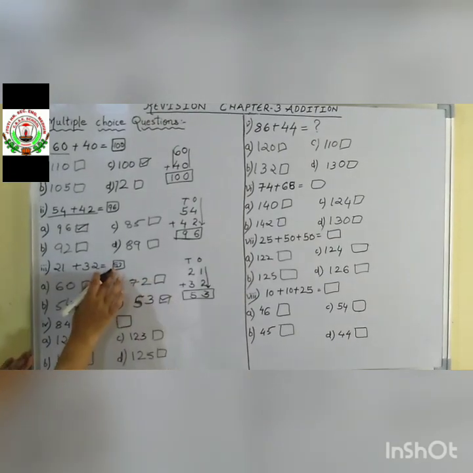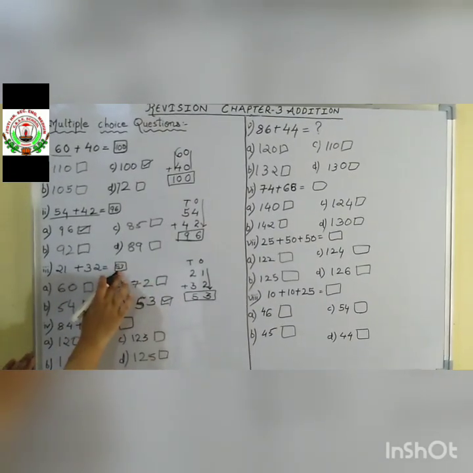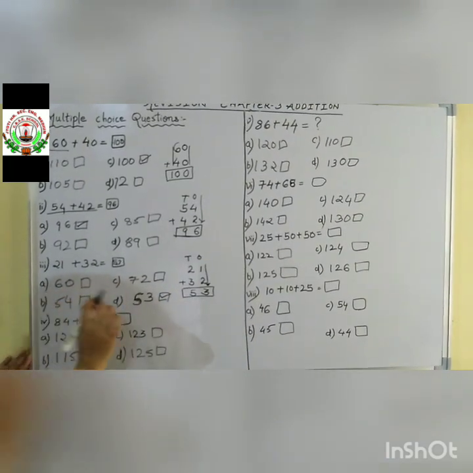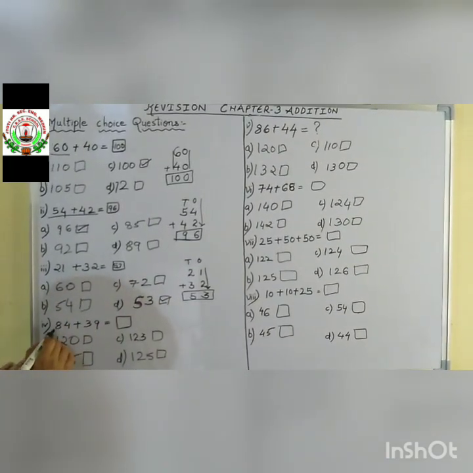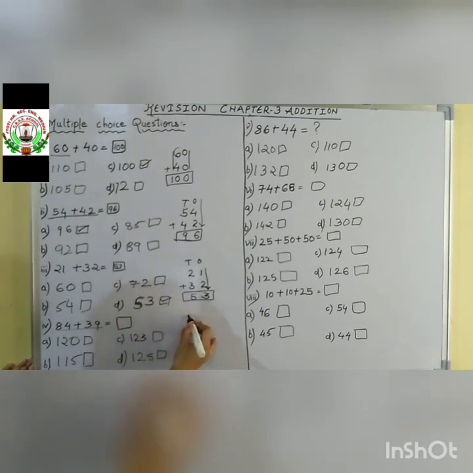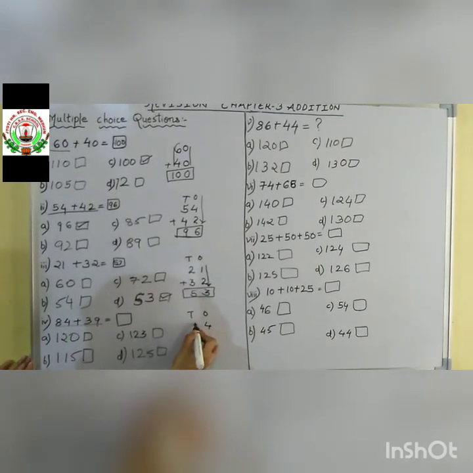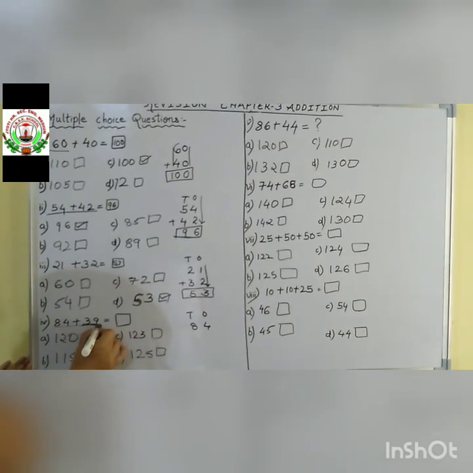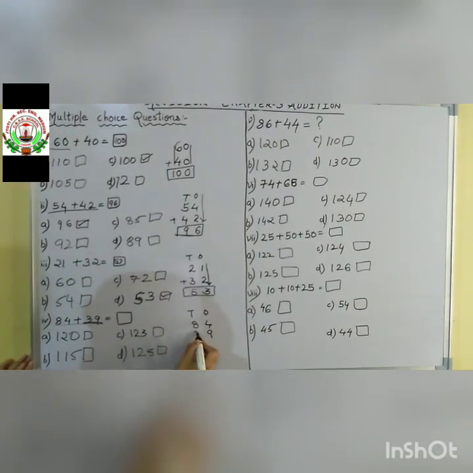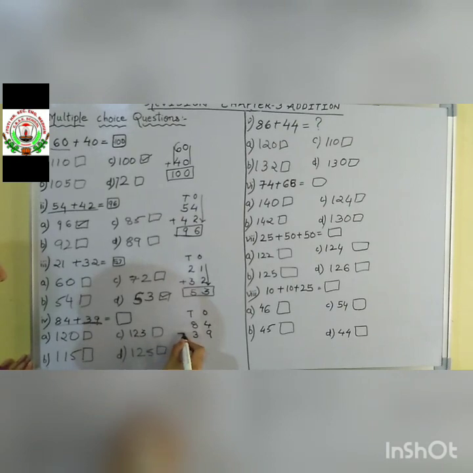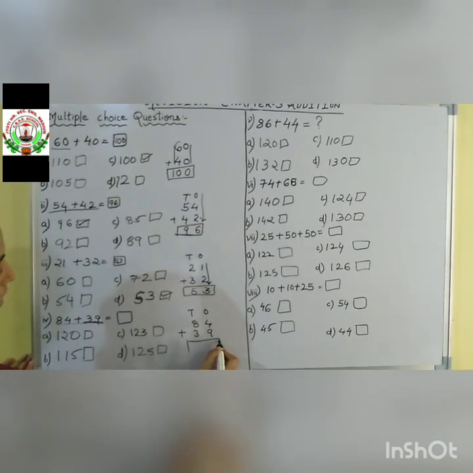If the box is present, then rightly write down the answer in the box. If box is not there, then also only put a tick mark over the option. 84 plus 39. Tens, ones. 84 written. The next number 39. 9 and 3. Okay. Addition sign and let us do the addition.